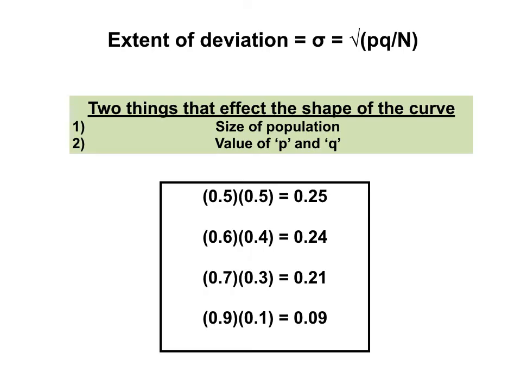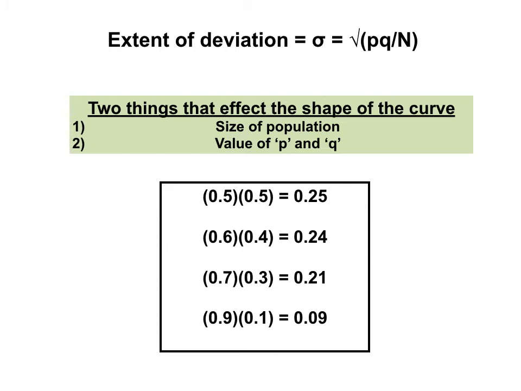So there's a mathematical description of the extent of the deviation or the sampling error, and this equation, you don't have to know this equation, but I want you to be able to kind of look at it and say, okay, this is why with large population sizes we get small deviations or small sampling error, and with small population sizes we get large deviations. So the equation is sigma equals the square root of p times q over n.